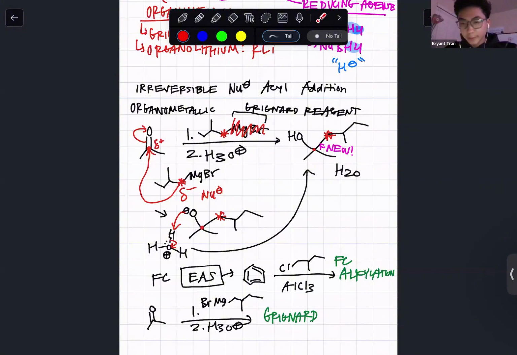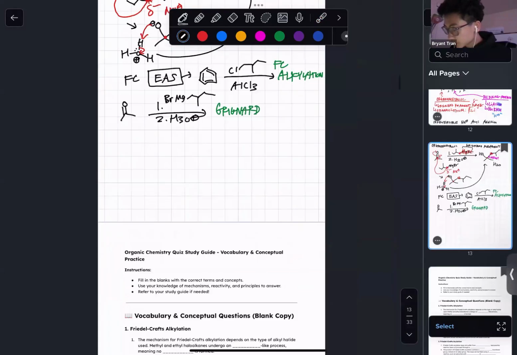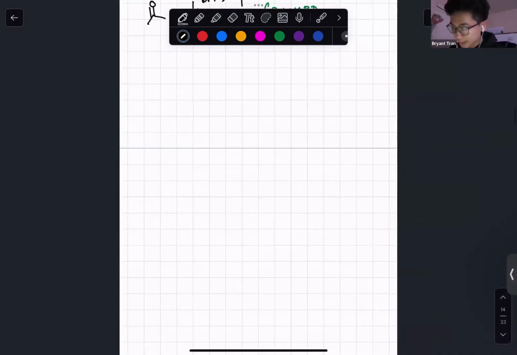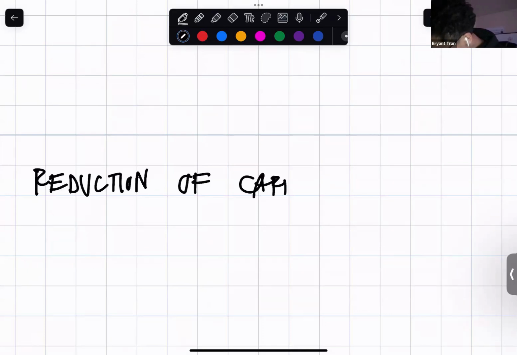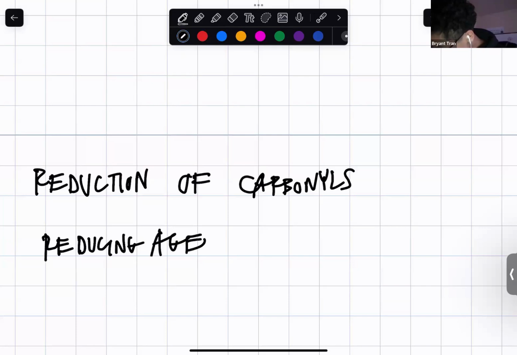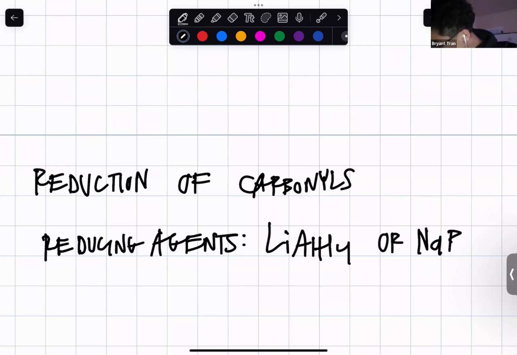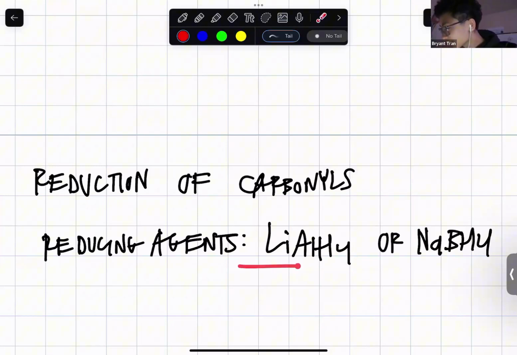Okay, so let's move on to the other irreversible nucleophilic acyl addition reaction, which is the reduction of carbonyls using reducing agents. Reducing agents are reagents that reduce things, right? They reduce molecules, like carbonyls, for example. And there are two that she introduced to you guys: LiAlH4 or NaBH4. When you see this, what comes to mind?